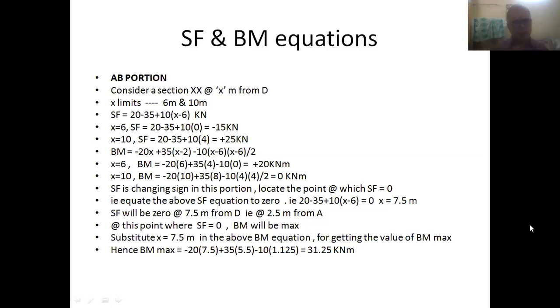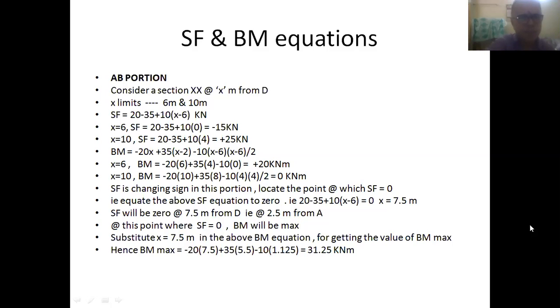So friends, this is the way of framing the SF equation, fixing the limits and getting the SF values for the AB portion. And similarly, now we have to prepare the bending moment equation. For doing this, as usual, you take all these forces and multiply these forces with corresponding distances. This will be at a distance of x meter from the point, so it is written as 20x. And this is at a distance of x minus 2 meters, so it is written as 35 into x minus 2.